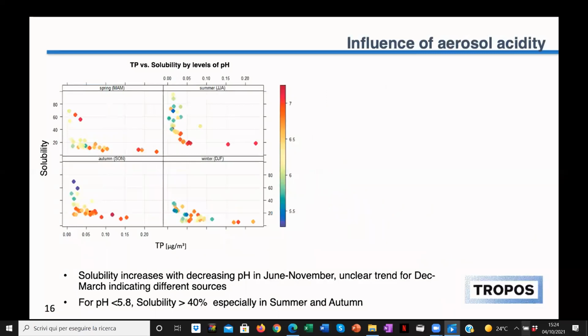So when we looked at the influence of aerosol acidity, we found very interesting results. Here I've plotted the solubility against the total phosphorus, and the colorations are the pH values of each of the samples sampled during these various months. The pH ranged between 5.3 and 7.8, and we saw that during the months of March, April, May, there was a tendency, but not a very strong correlation, between the aerosol acidity and the solubility. However, for June, July, August, we started seeing a trend with lower aerosol acidity correlating to higher solubility.